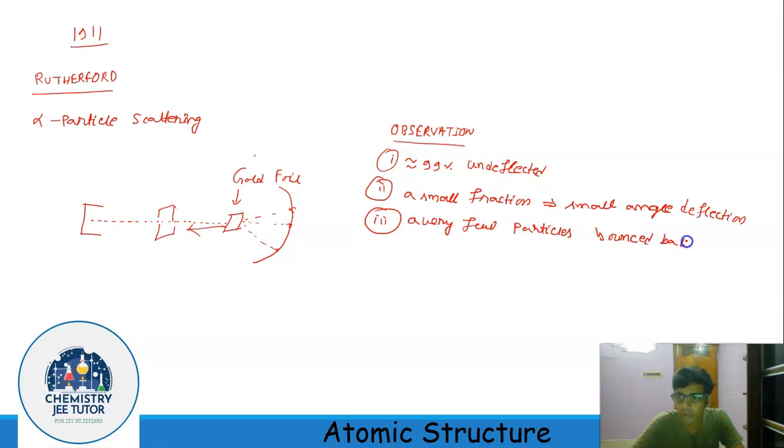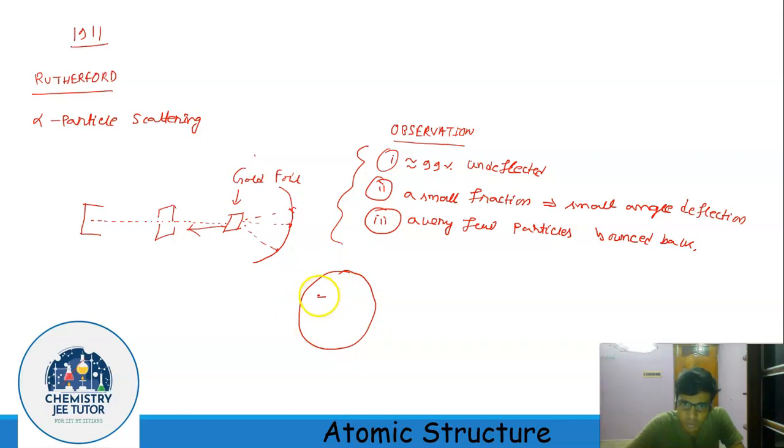A very few alpha particles bounced back. Now the results of this alpha particle scattering experiment were quite unexpected, since they could not be explained by Thomson's plum pudding model.